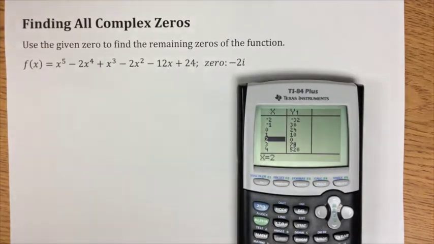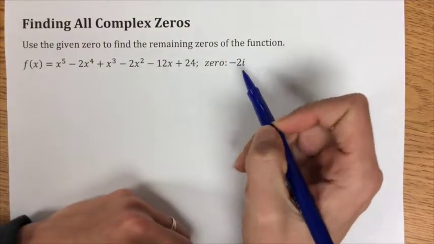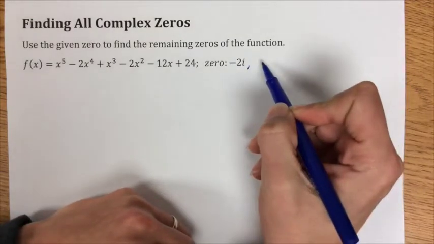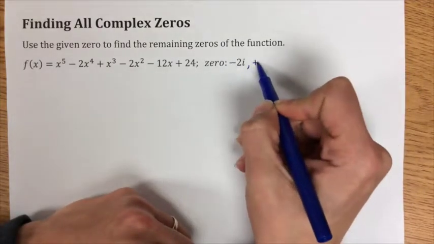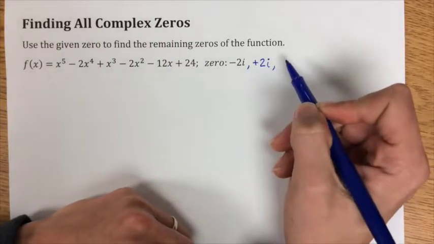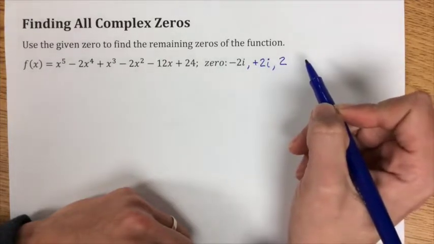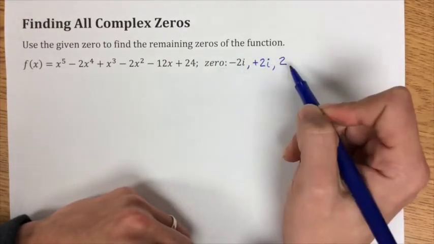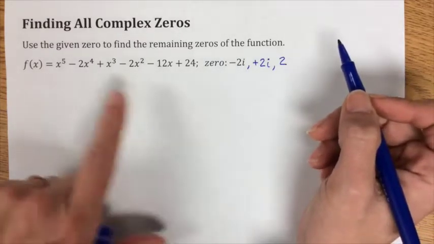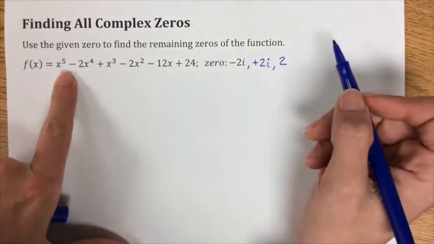So let's write down the positive 2. So we know that one zero is negative 2i. We know that definitely has a pair, so that's positive 2i as well. And then we have one that we found in our calculator that's positive 2. We weren't able to come up with enough to get all the way to our degree, which is 5, so we're going to have to do a little work.